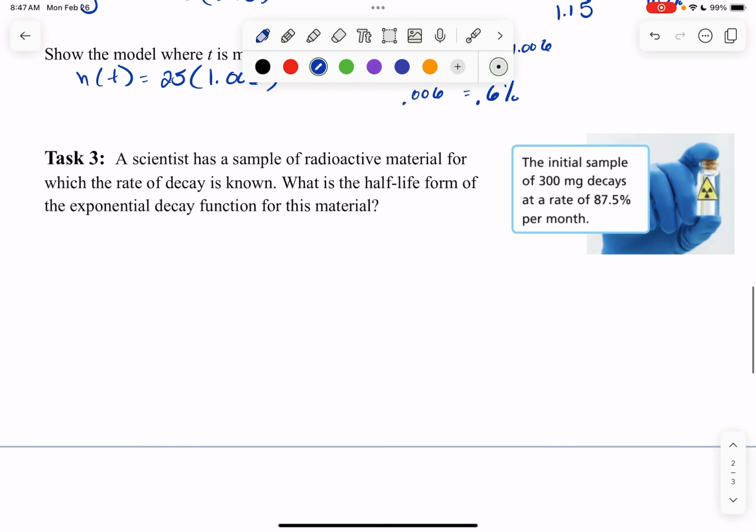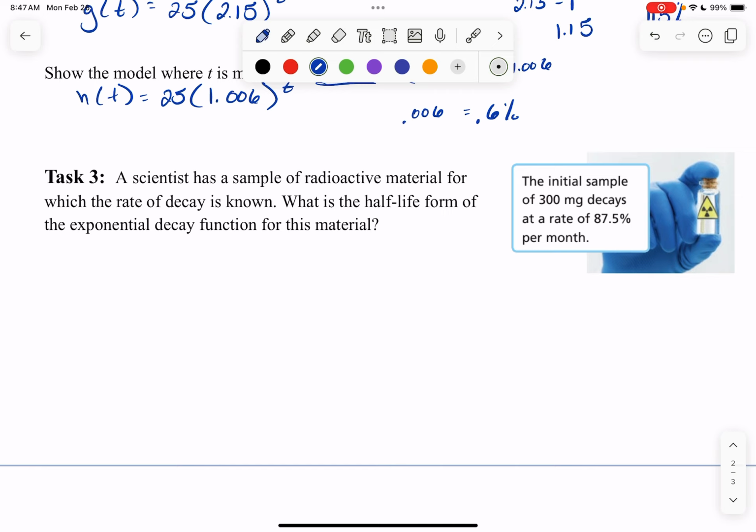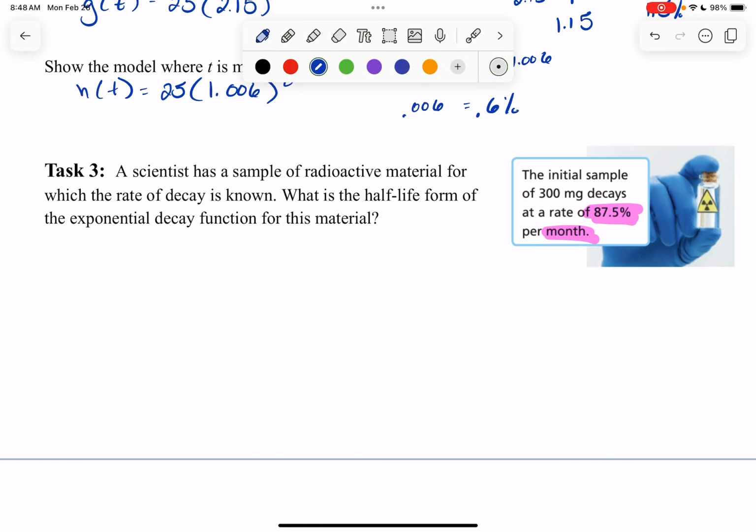All right, last one. We are going to figure out how to write things in half-life form. Okay, half-life form, here a scientist has a sample of radioactive material for which the rate of decay is known. We know the rate of decay. It says it over here. It decays at a rate of 87.5% per month. So that's how much it decays per month.